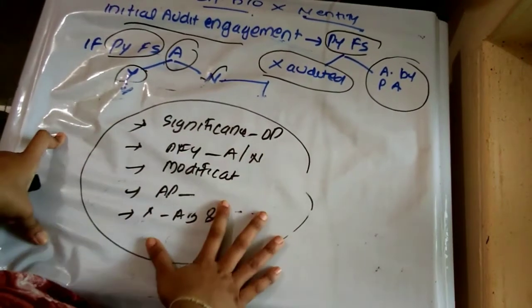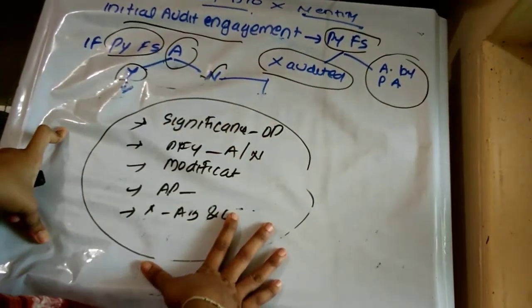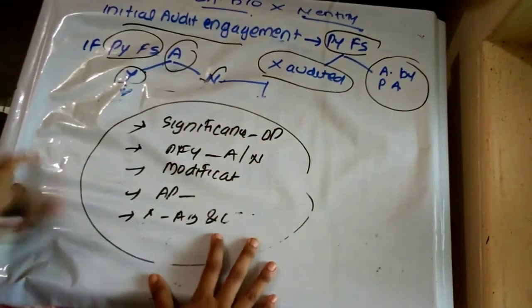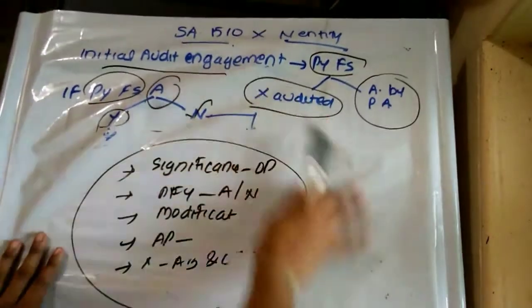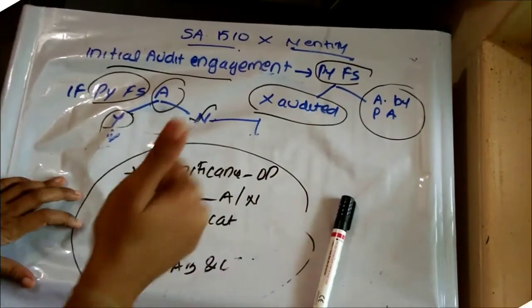These are the main aspects or the main factors to be considered by an auditor with respect to initial audit engagement. Here we completed SA 510. Okay. All the best.